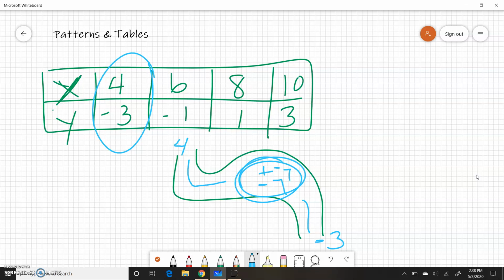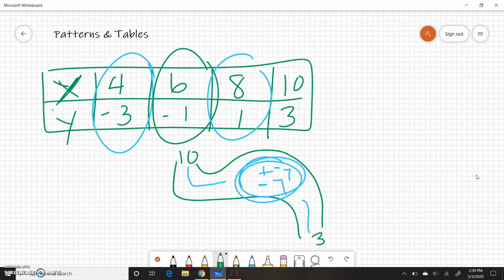Okay, so let's see if those rules follow with my other numbers. I'm looking at this set right here. Can I put a 6 in and then add a -7 and get -1? Yes, I can. Looking at my next set right here, can I put an 8 in and add a -7 and get 1? Yes, I can. Could I put a 10 in and add -7 and get 3? Yes, I could. So the rule for this table would be X plus -7 equals Y.